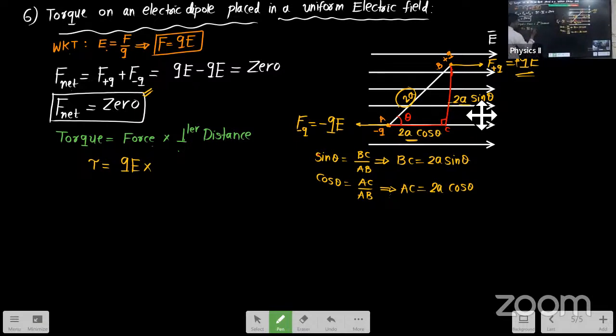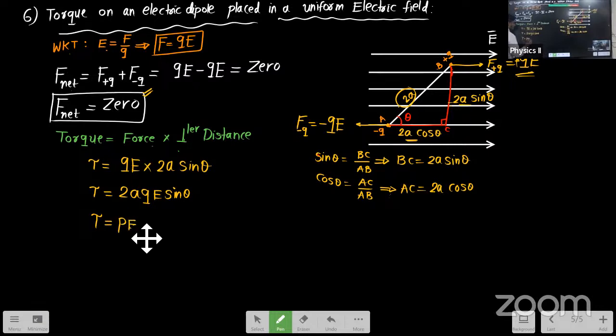So I can write 2A sin theta. So torque tau is equals to, see here, again I am getting one formula, 2AQE sin theta. What is 2AQ the formula of? This is the formula for electric dipole moment. So I can write tau is equals to PE sin theta. Tau is equals to PE sin theta.